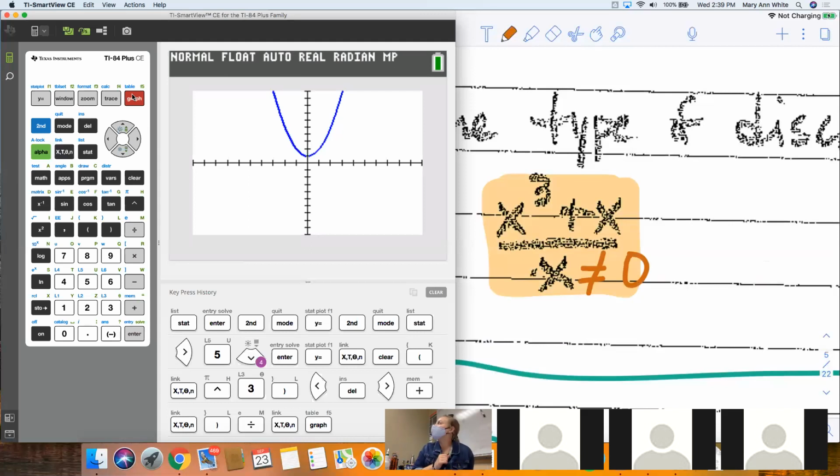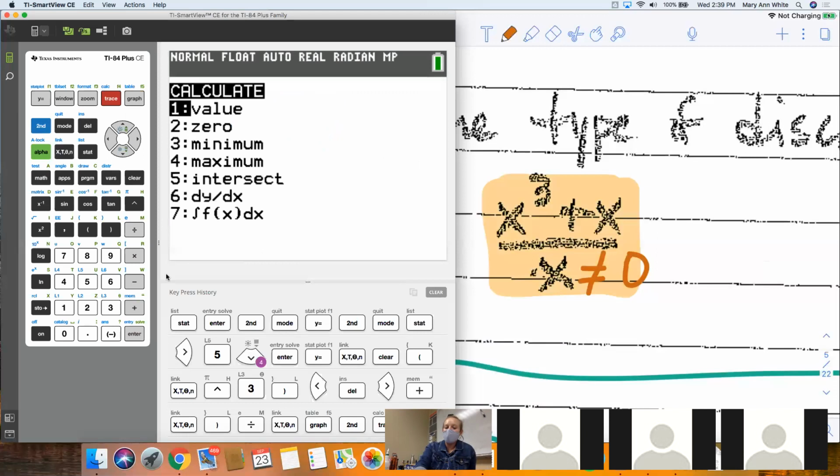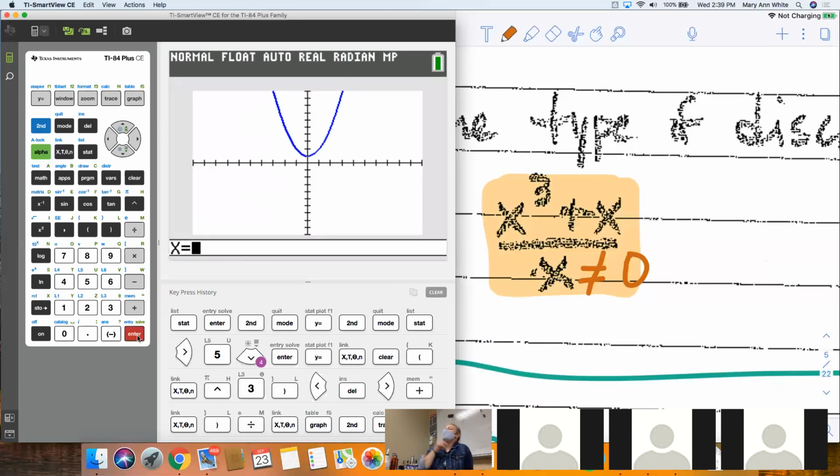We can't see this from my Zoom, and I honestly think your calculator is so smart, even if you zoomed in, you wouldn't find the hole, because it's exactly at 0. But let me show you a trick. If I go to second trace and I press value, I can type in any x and it'll tell me what its y is. So I'm going to say, okay, if I plug in 0, what would my y be?